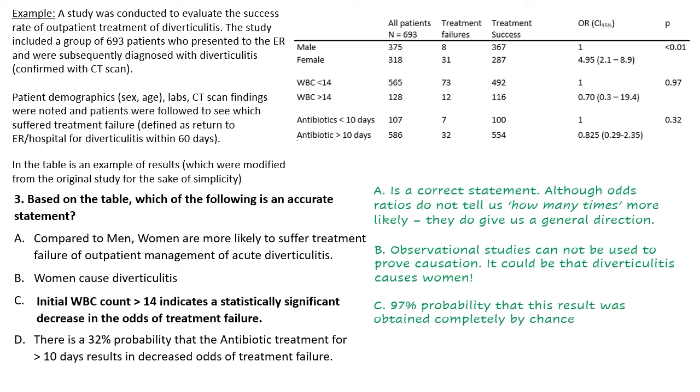Answer choice D. There is a 32% probability that antibiotic treatment for over 10 days is significantly associated with a decreased odds of treatment failure. Okay, so this is an attempt to interpret the p-value for antibiotic duration. However, since the p-value is 0.32, we say that there is a 32% chance that the results were obtained at random and no significant association exists, while there is a 68% probability that the association between antibiotic treatment for over 10 days and a decrease in the odds of treatment failure is not due to randomness. However, given the significance level of 0.05, 68% just doesn't cut the mustard.